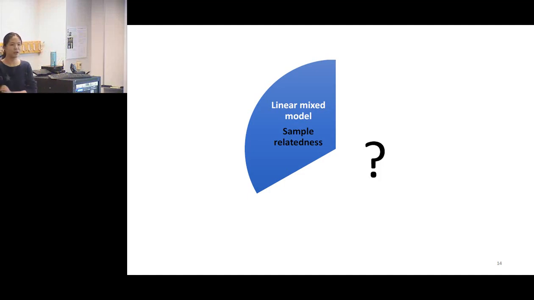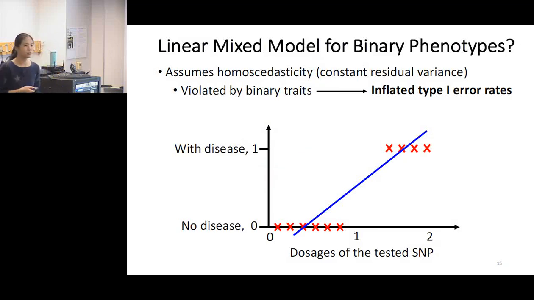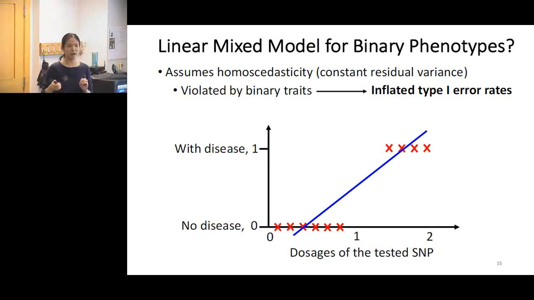So what we're missing, if we have used the linear mixed model to account for sample relatedness, and we're thinking about, should we really use a linear mixed model for binary phenotypes? Binary phenotypes do not really follow the normal distribution that the linear model assumes, and also the linear model assumes the residuals have constant variances regardless of any covariate values, but this is really violated by binary traits. So this can cause inflated type 1 error rates if we just use the linear model for binary phenotypes.